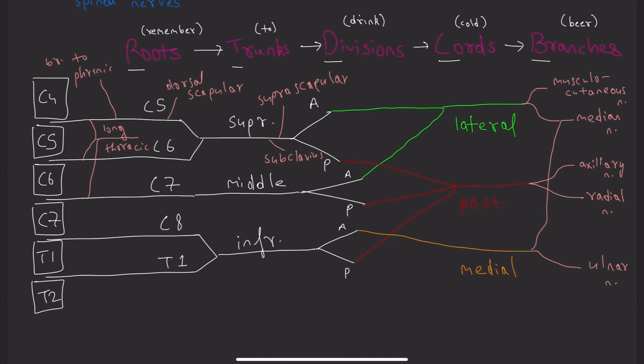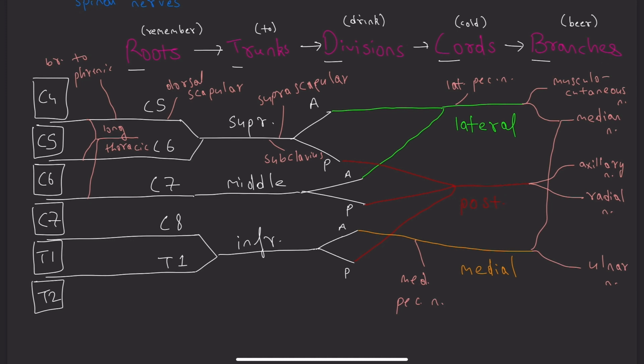Then from the lateral cord, we also have another branch, which is called the lateral pectoral nerve. This one is quite easy to remember because the lateral pectoral nerve arises from the lateral cord. And from the medial cord, we also have another branch, which is the medial pectoral nerve. Medial pectoral nerve. So the pectoral nerves are quite easy to remember. Lateral one arises from the lateral cord. Medial one arises from the medial cord.